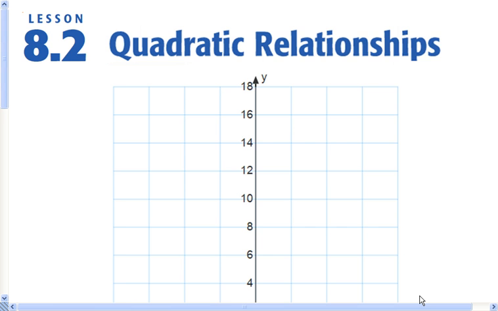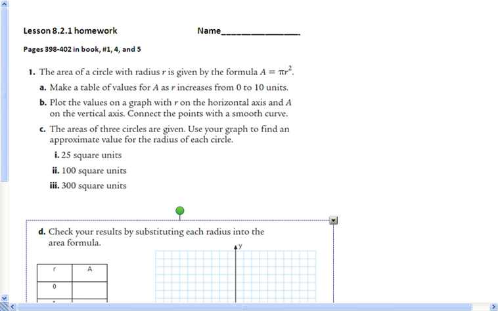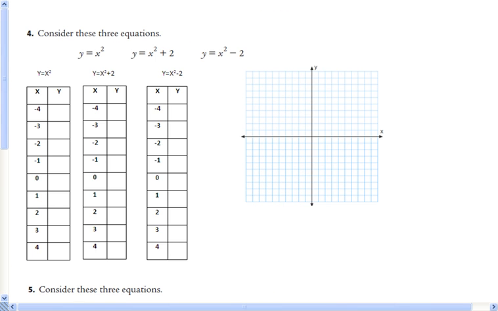All right, I'm going to skip ahead here and do a problem from your first set of homework, and I think we can learn a lot from this problem. Find that in your notebook. So we have three different equations. We have y equals x squared, y equals x squared plus 2, and y equals x squared minus 2.